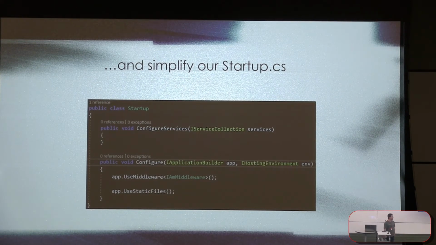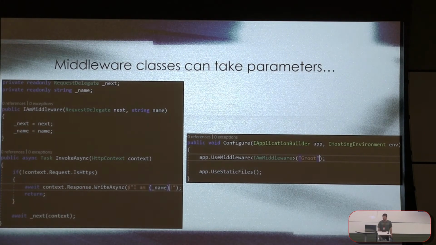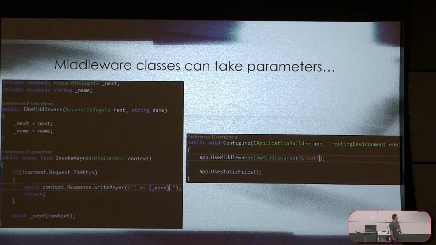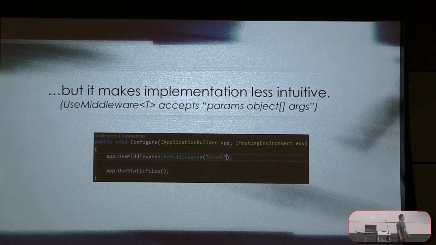The other thing this does, using the classes, simplifies our startup. Now we can just say use middleware, and we can put our piece of middleware in there. Middleware classes can take parameters. So if we want to take what name we're going to write in there, we can take that as a parameter to our piece of middleware. The use middleware method supports that by taking an object array, a params array of objects that it then uses to construct your piece of middleware.